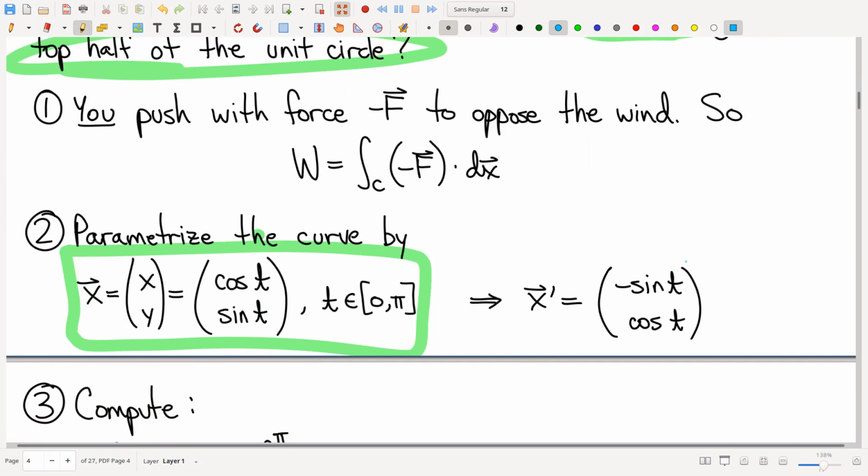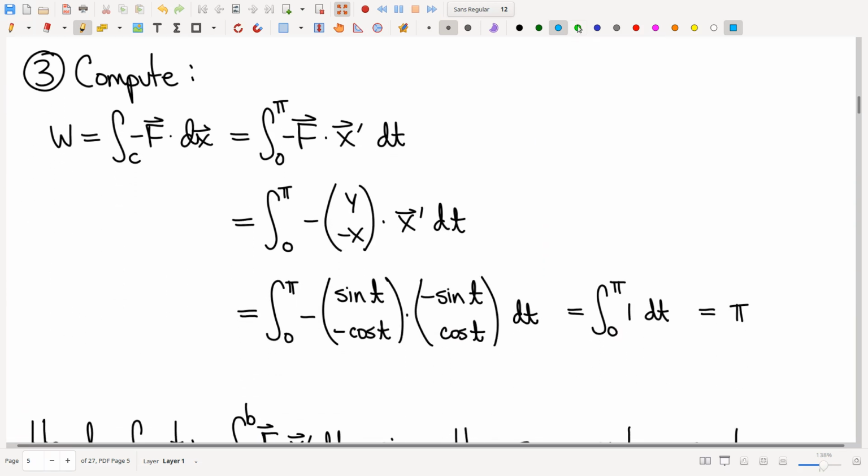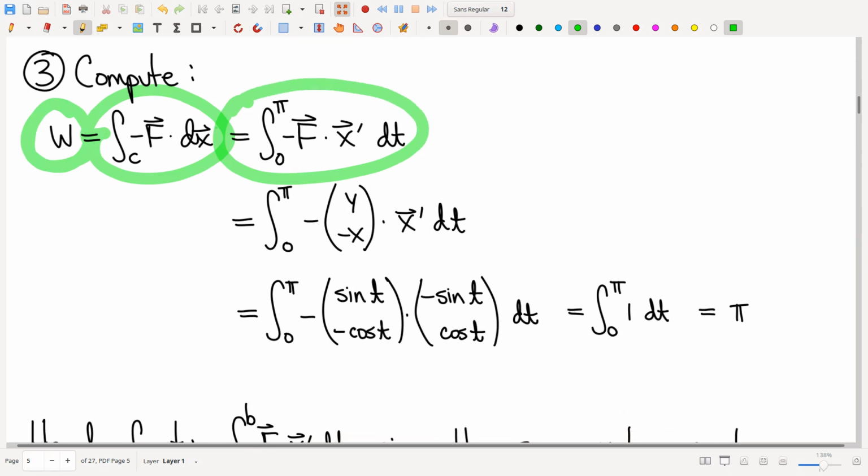So we compute x prime, nothing to it. It's just a matter of taking a derivative. Okay, and now it's plug and chug. So again, work is that vector line integral, which is this per the formula on the previous page, which I can simplify by recalling that I've already computed x prime. X prime is that.